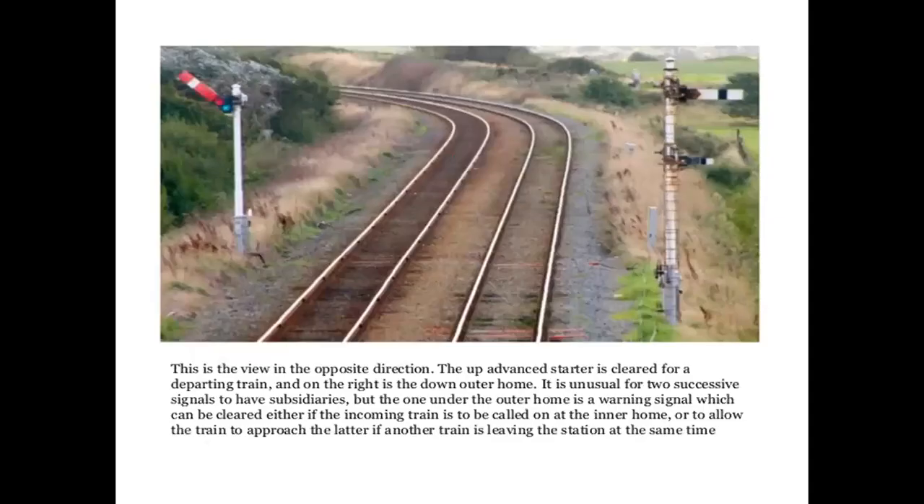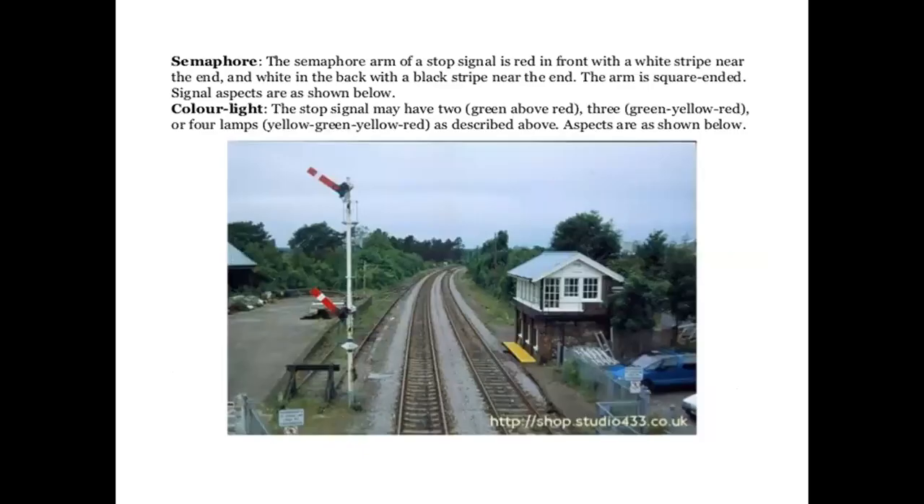Here, this is the view in the opposite direction. The up advanced starter is cleared for a departing train, and on the right is the down outer home. It is unusual for two successive signals to have subsidiaries, but the one under the outer home is a warning signal which can be cleared either if the incoming train is to be called on at the inner home, or to allow the train to approach the latter if another train is leaving the station at the same time.